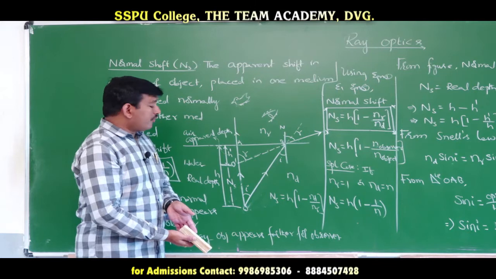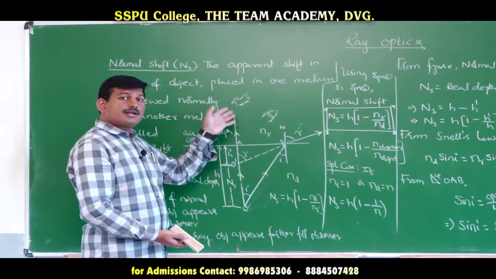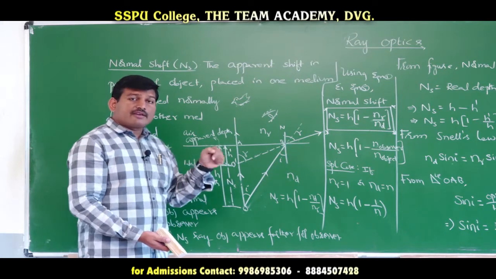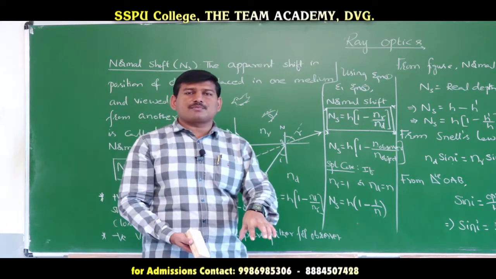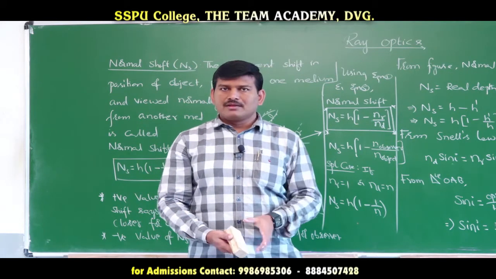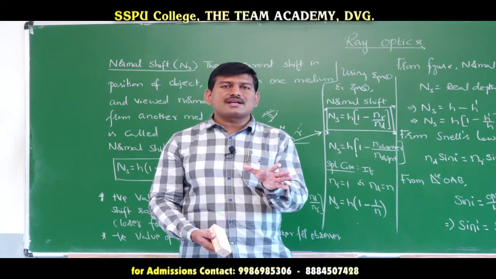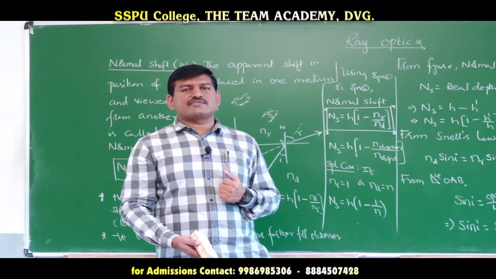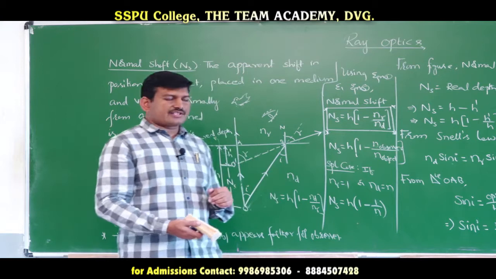That means when the fish is looking, the bird appears farther. When the bird looks at the fish, the fish appears closer. When we look at the fish inside the aquarium, it appears closer. When the fish looks at you, you appear farther for the fish. Suppose I drop a 5 rupee coin inside water, the 5 rupee coin appears closer for us because of refraction phenomenon.